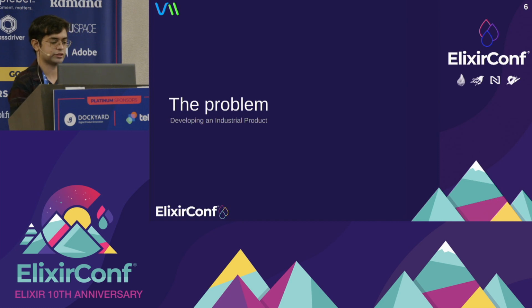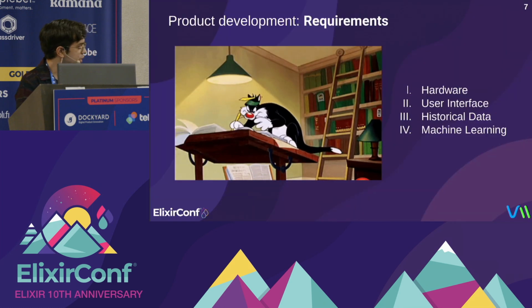Now we are going to talk a little bit about the problem. Let's imagine that we are developing a product. This product will be a sensor that measures some variable like temperature, humidity, or even radioactivity, or whatever you can imagine. Let's suppose that we already walked all the way from the concept and ideas, and now we are in the requirement definitions.